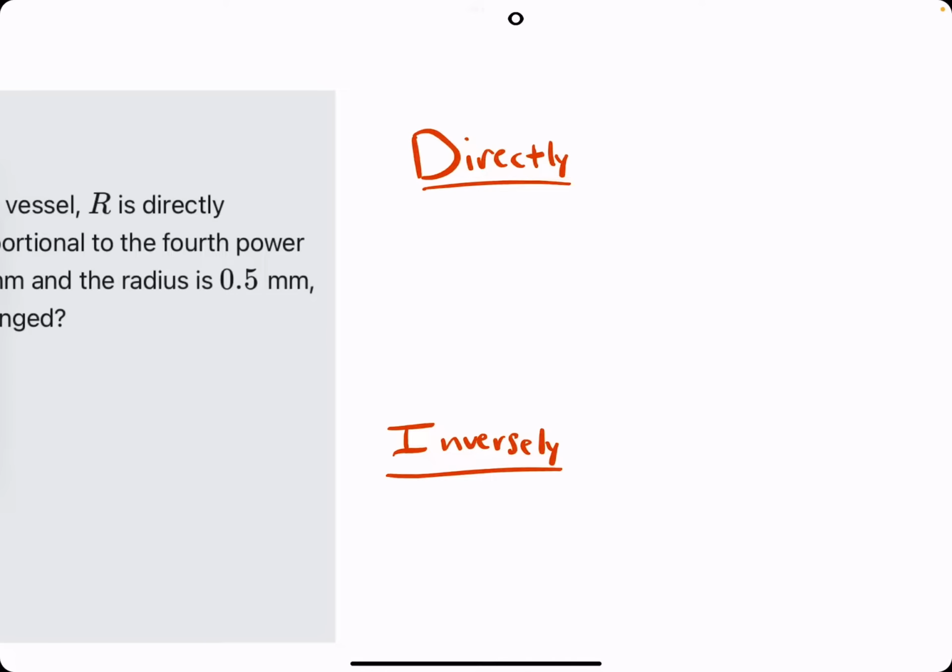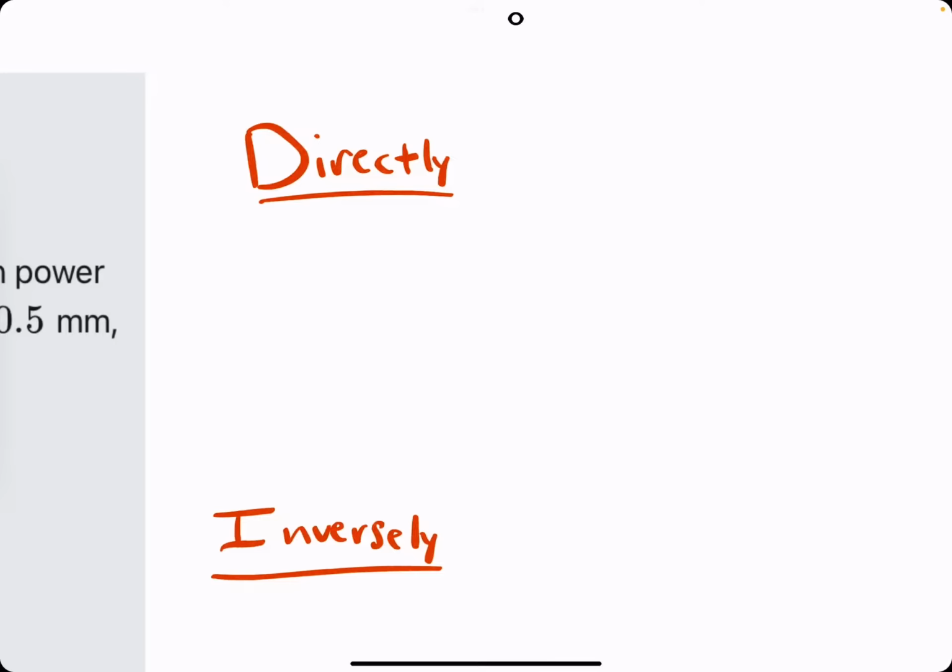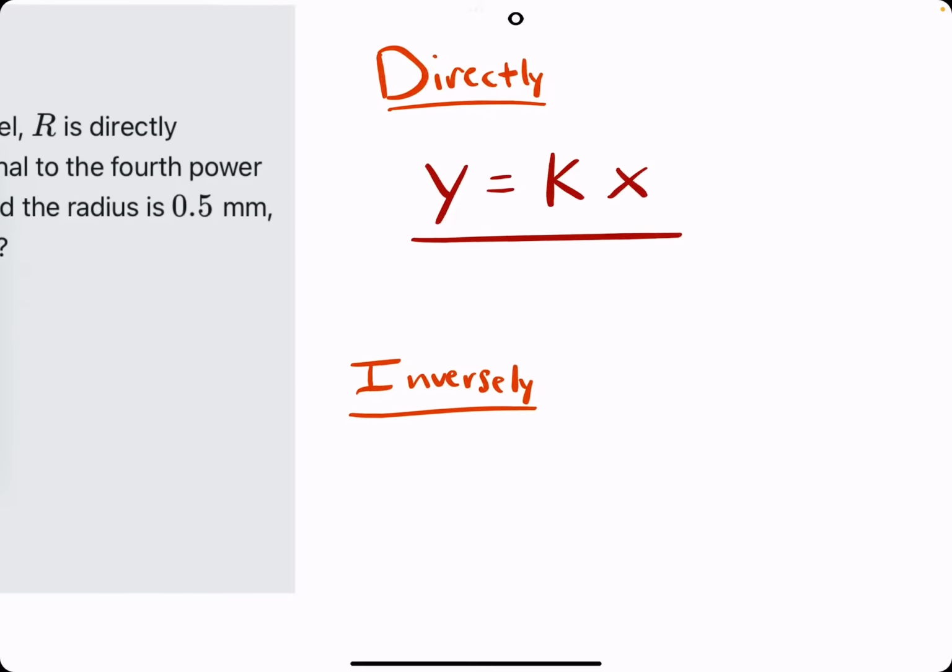So if they ever tell us that y is directly proportional to x, what that means is we can write the equation relating x and y in this manner. Y is equal to k times x, where k is just some constant. So, when y is directly proportional to x, y is equal to k times x.